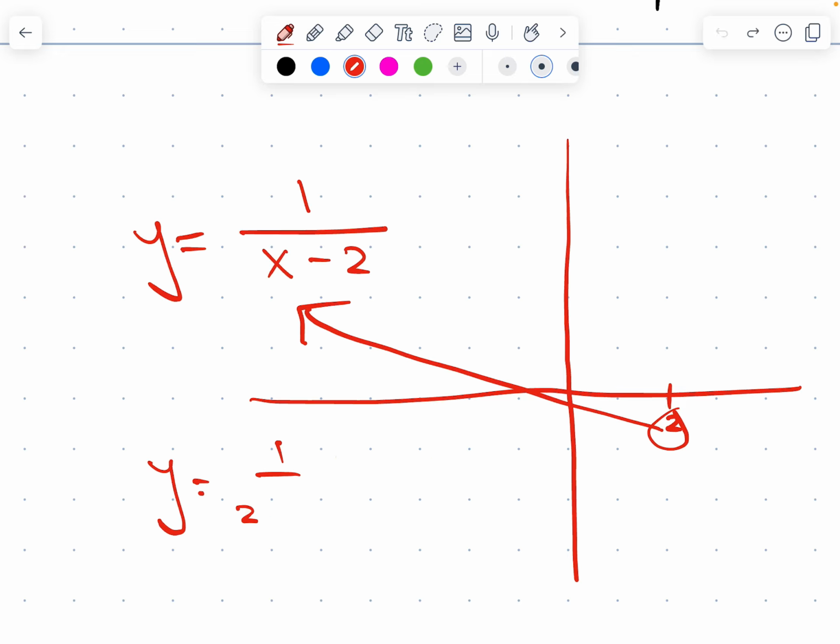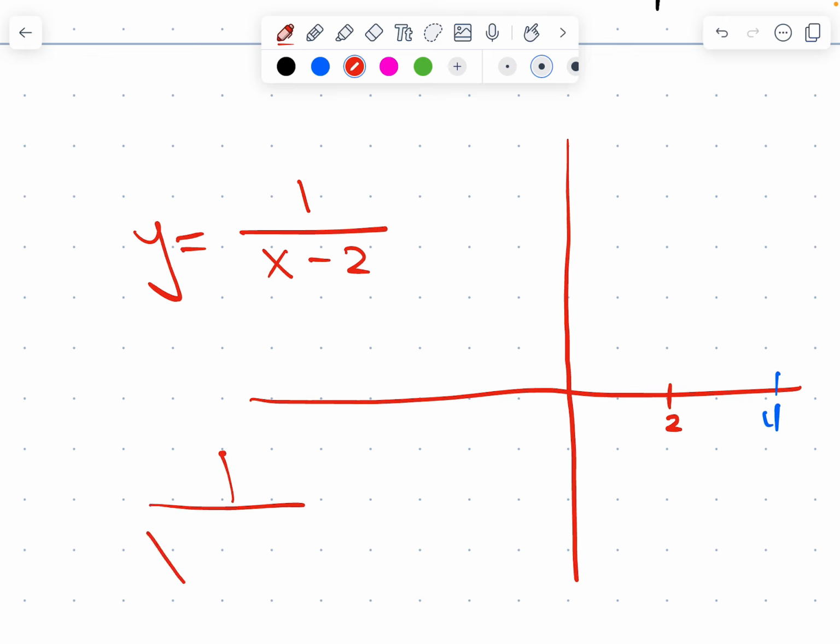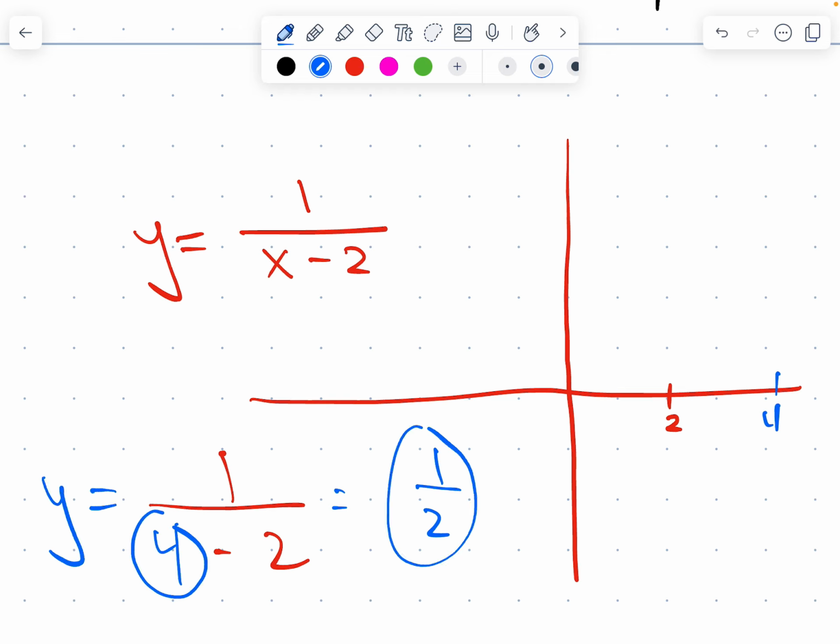So let's pick something to the right. Let's do 4. Let's try 4. And we're going to do 1 over, instead of x minus 2, we're going to do 4 minus 2. And if I plug in 4, that gives me 1/2. And so when the x value is 4, the y value is 1/2, which is right about there. What if I do 3? If I do 3 and I plug it in there, then I get 1.